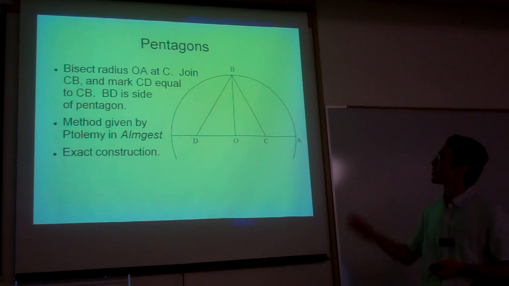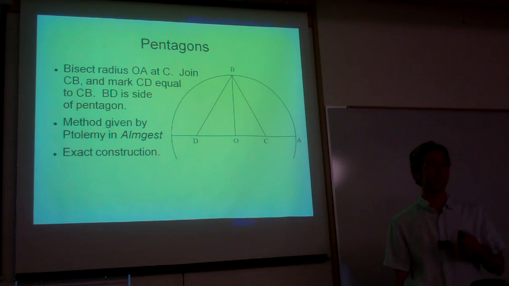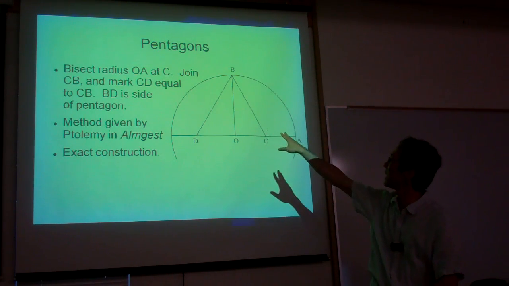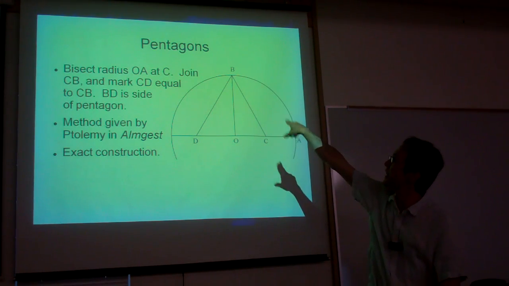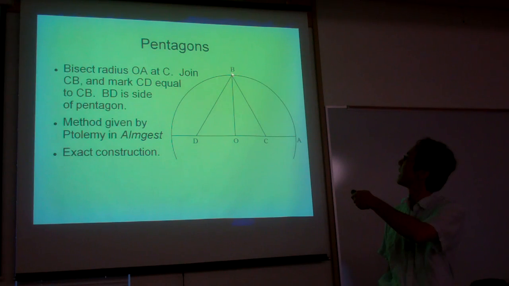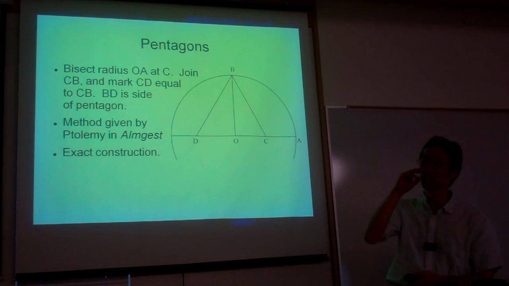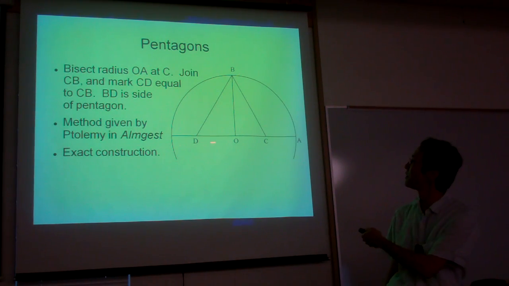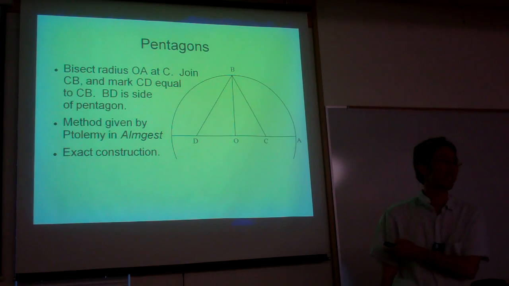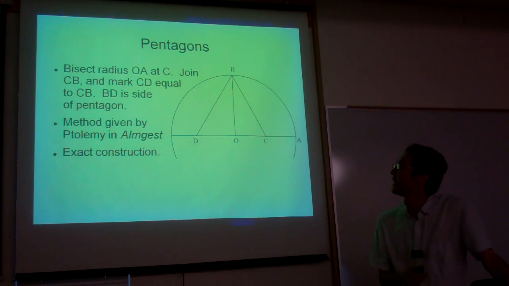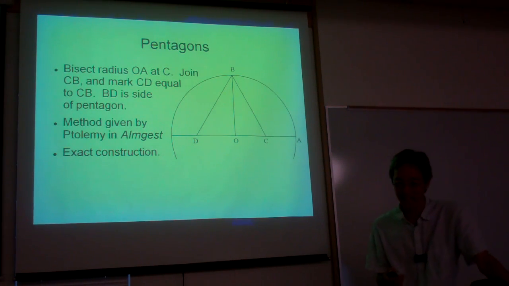A couple of pentagon constructions. This is a classic pentagon construction that we see in the Almagest. Take a circle. If I bisect the radius at some point and I join CB, and then I drop this length down to D, this side here, BD, is going to be the side of a regular pentagon inscribed in the circle. OD here, by the way, also works out to be the side of a regular decagon inscribed in the same circle. And this goes back to Ptolemy, and it is an exact construction.